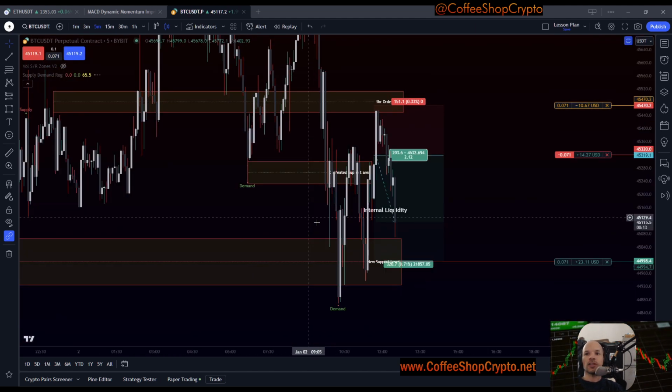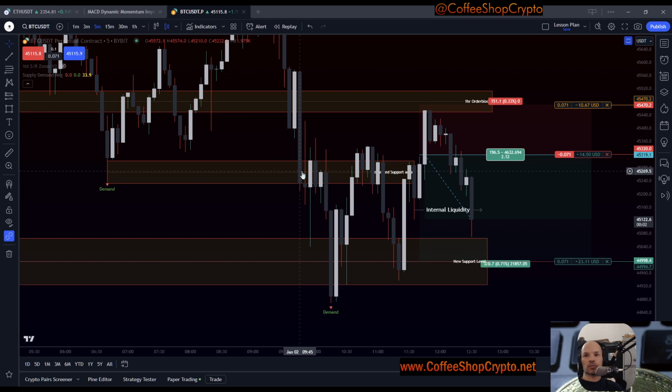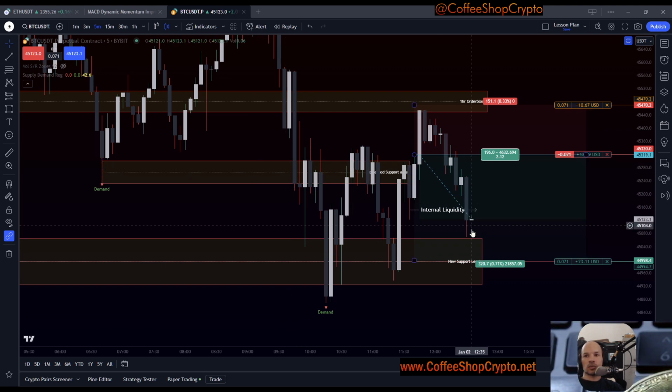Okay, let's just do this. So this demand area was created here, right, on January 2nd at about 6:40 a.m. Demand zone was created. So I marked it out, and I waited for alerts for price to come down and start doing things at this level, okay? And I see we're starting to get support here.